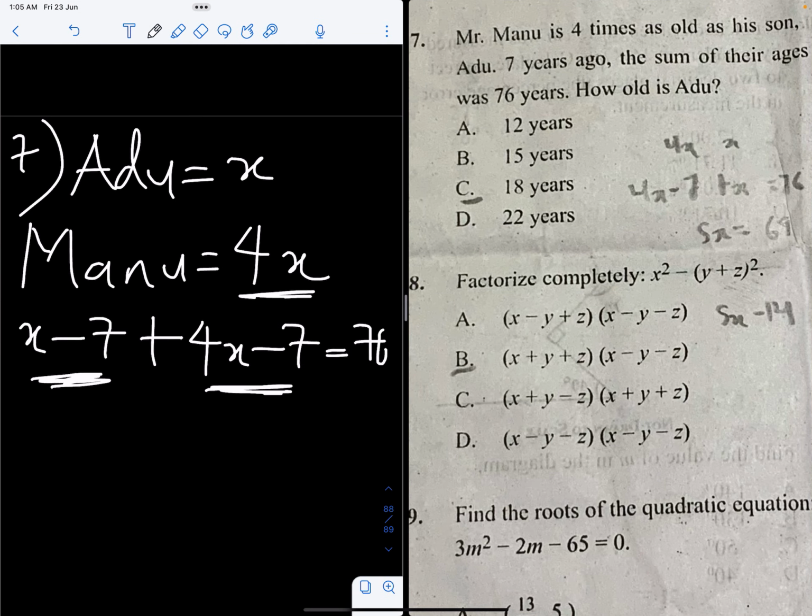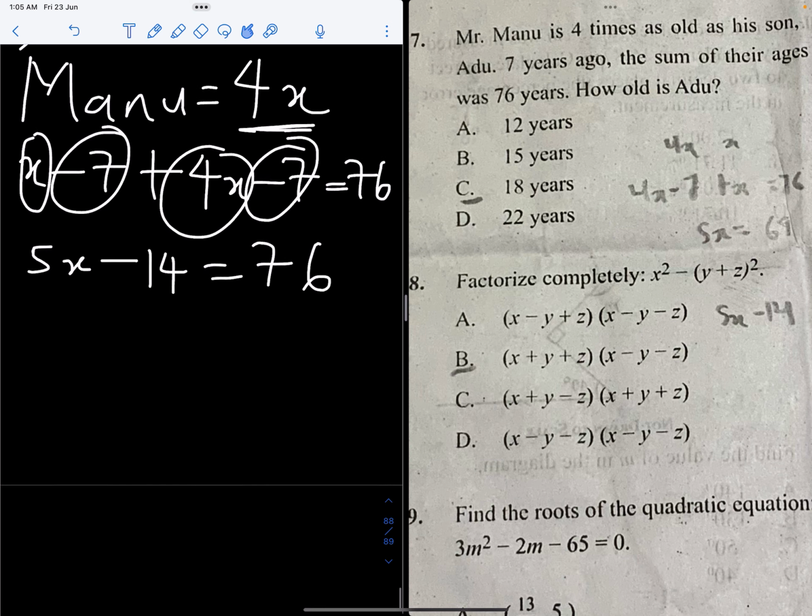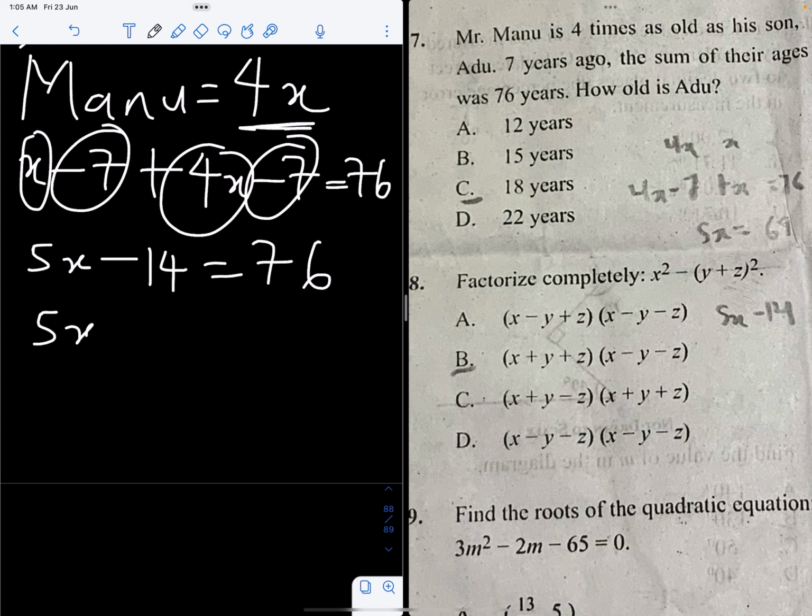And the sum of their ages 7 years ago was 76. So that simply means X minus 7 plus 4X minus 7 equals 76. So that simply means X plus 4X, which is 5X, minus 7 minus 7 is minus 14, equals 76. And that means 5X equals 76 plus 14, which means 5X equals 90.